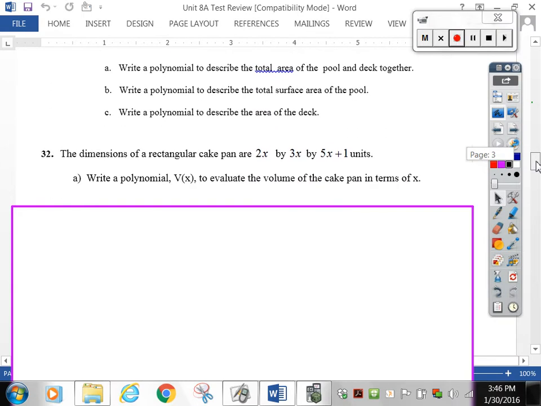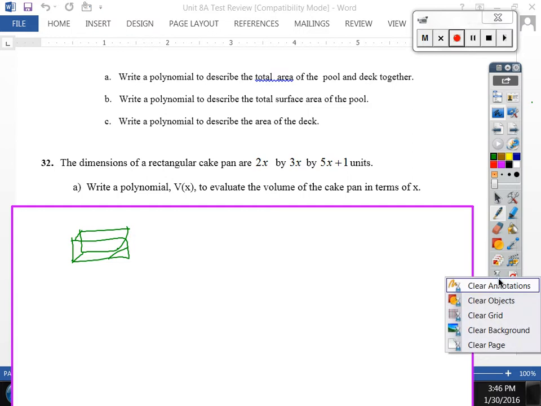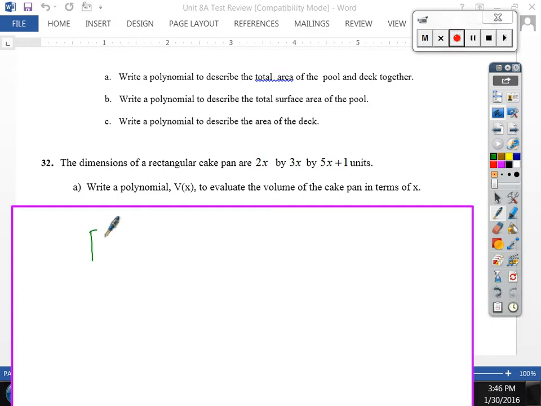Okay. Now we have a bundt pan. So we have a pan. Okay, so it's three-dimensional. That is a really bad picture. Holy moly. Okay, I'm going to do that again. Sorry. Okay, so I have a pan with a length, a width, and a height. Okay, so I have 2x by 3x by 5x plus 1.